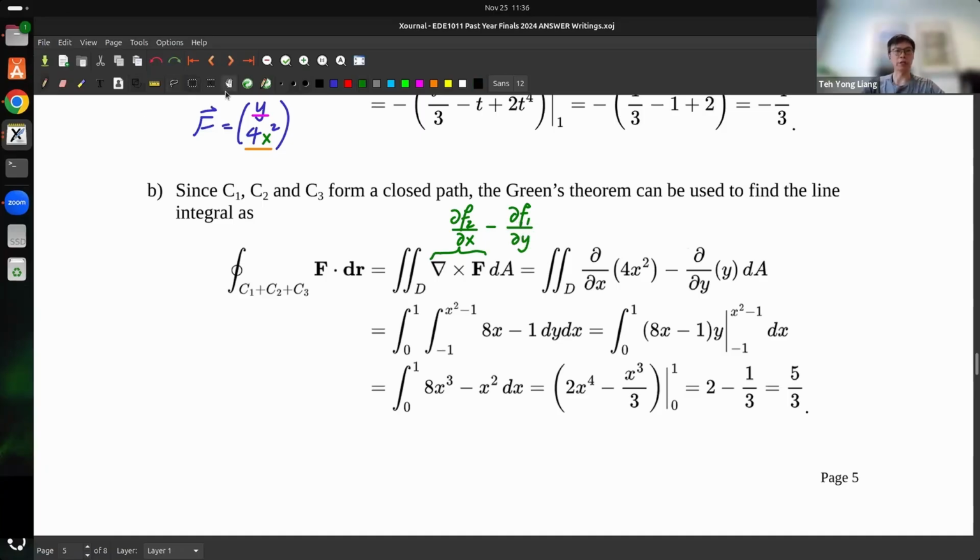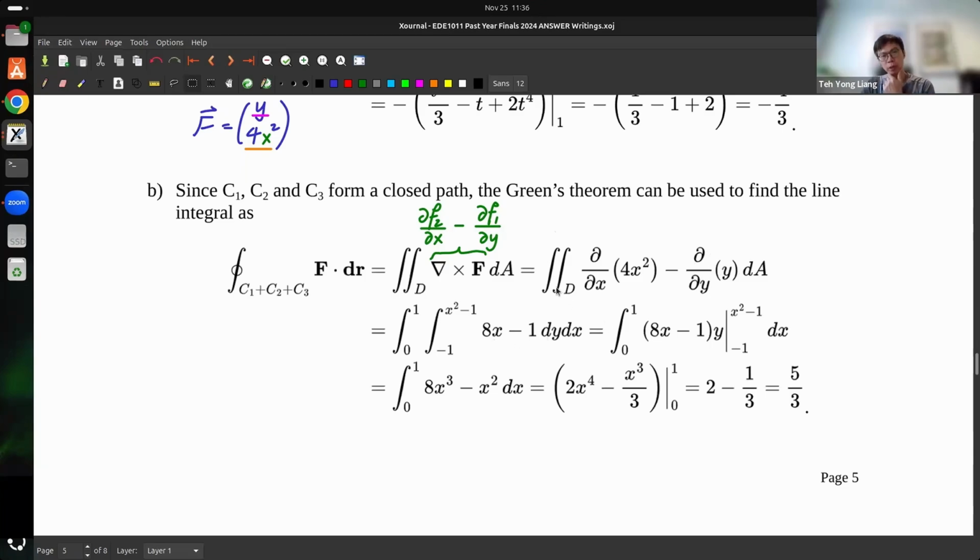Okay, so this is the expression that we derive in the lecture notes. You can see, because your F2 is what? 4x squared, right? F2 is 4x squared. So you differentiate 4x squared with respect to x. All right, can you see here? Then you differentiate y with respect to y. Okay, so you're going to get 8x minus 1.